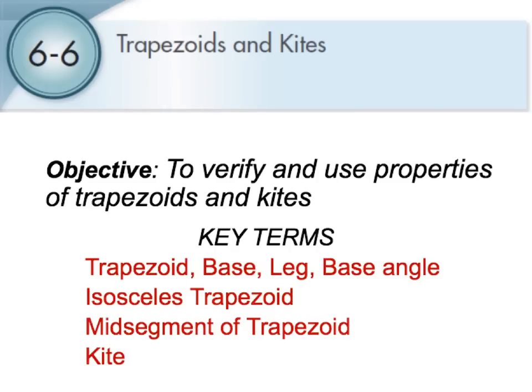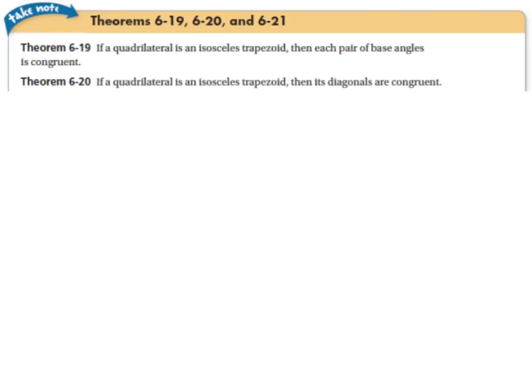Trapezoids and kites. This is going to be the final section where we bring up any new quadrilaterals. So we're going to talk about trapezoids, isosceles trapezoids, and kites. We have two theorems for an isosceles trapezoid. First, we have to talk about what a trapezoid is.